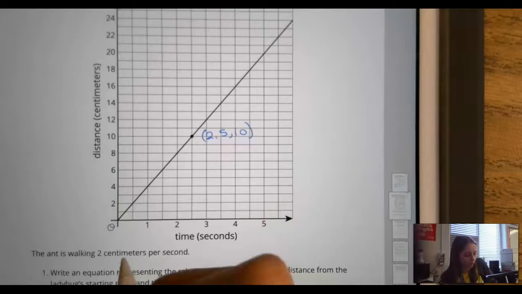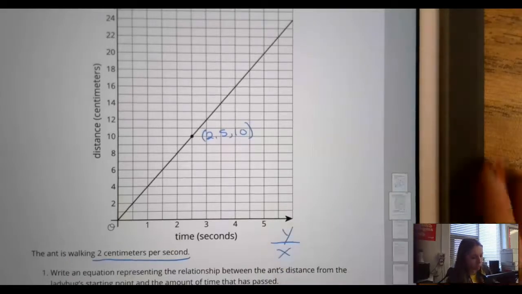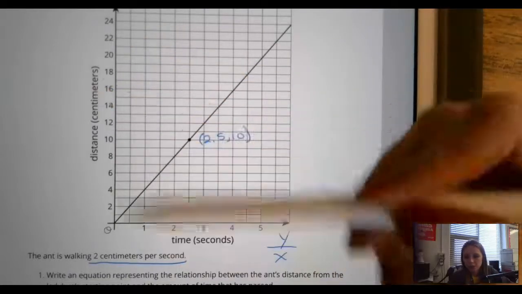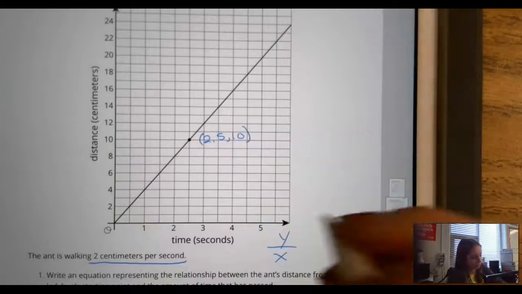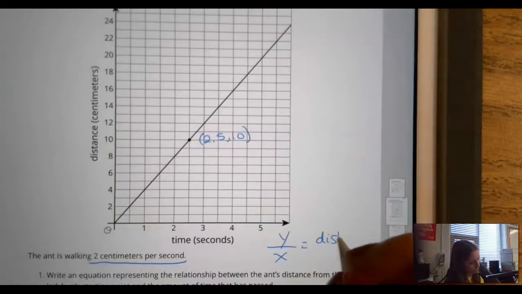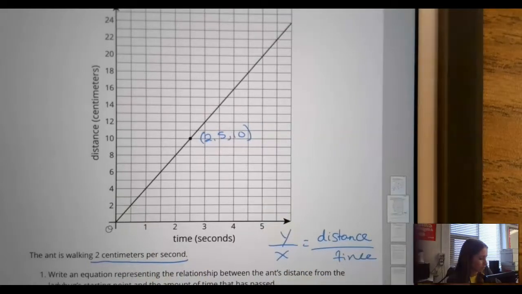So it says the ant is walking at 2 centimeters per second. Alright, so whenever we think of our rate of change or slope, it's always our y over x. So let's look at what our y-axis represents. So our y-axis is representing the distance. So this would be our distance over time. Sorry, that handwriting looks really bad. Okay. Alright, so this will then help us understand what the 2 centimeters per second is.